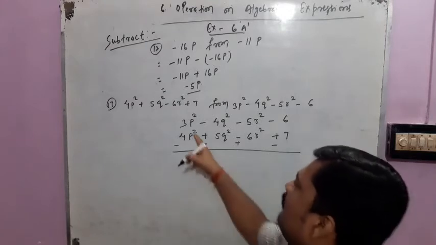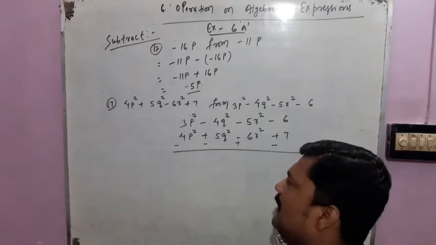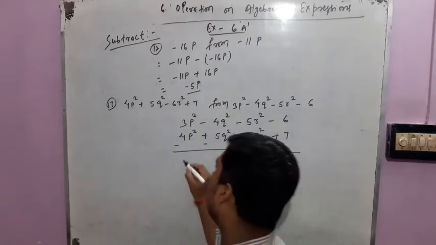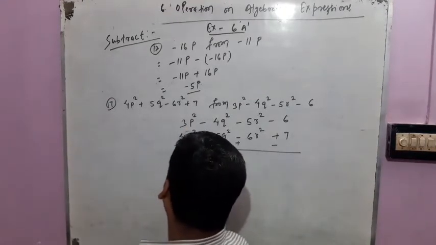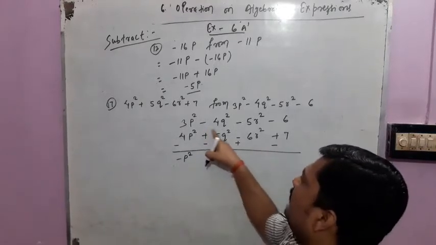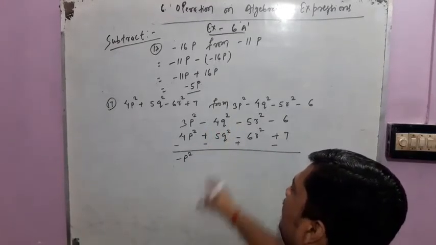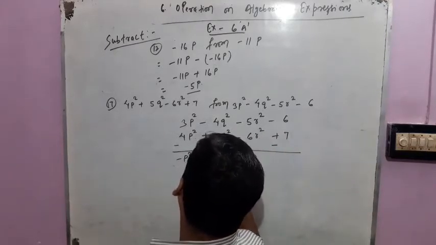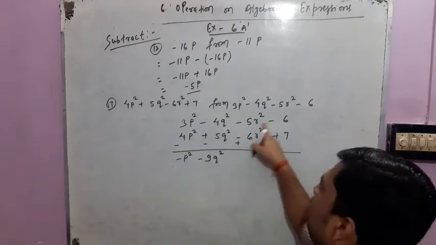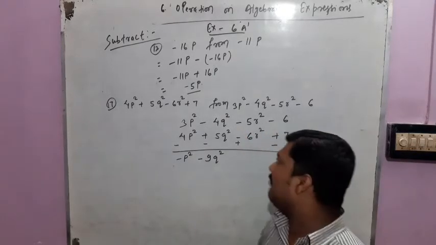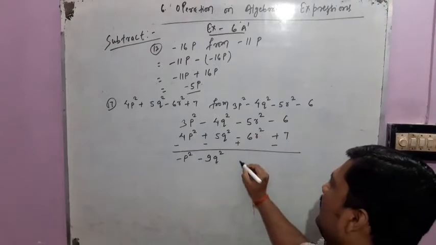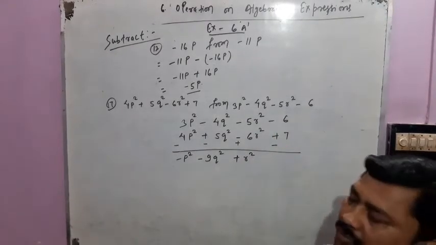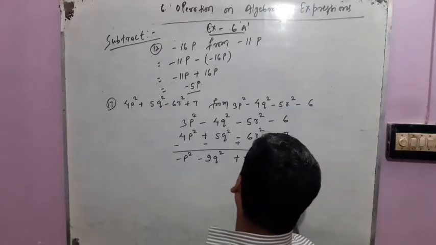Now we have to add 3p square and minus 4p square. When we add them, we get minus p square. Now we add minus 4q square and minus 5q square. When we add both terms, we get minus 9q square. Now minus 5r square and plus 6r square, we add both and get plus r square. And minus 6 and minus 7 we add, and we get minus 13.